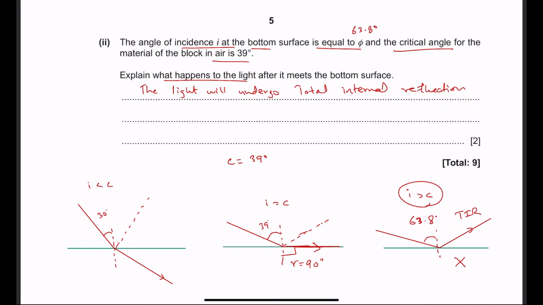Now, the command word says explain. So you don't just have to describe, you don't just have to state, it asks you to explain, and the question is 2 marks. So the second mark is for the explanation, and the explanation is that the angle of incidence is greater than the critical angle. And that's it.